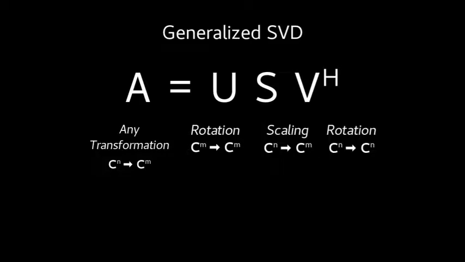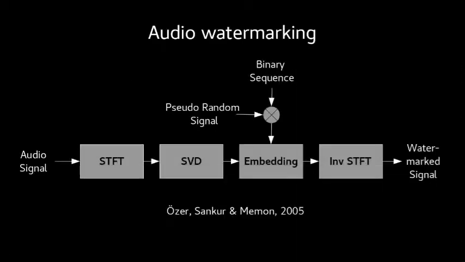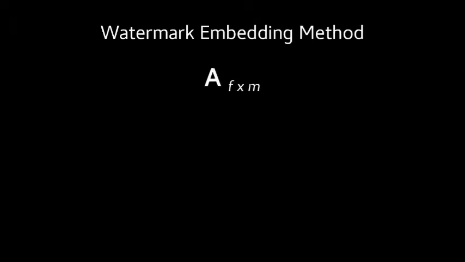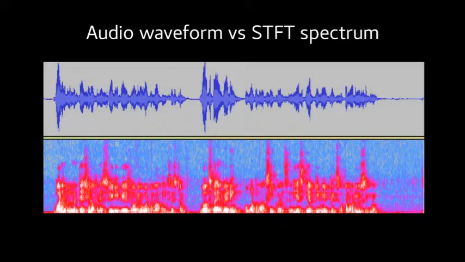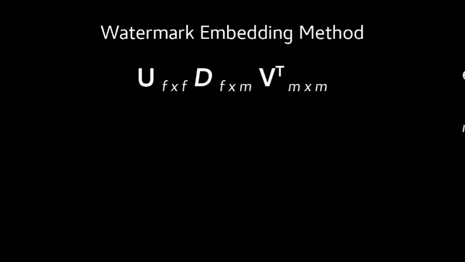One implementation of an SVD-based audio watermarking system works by embedding a watermark sequence in the STFT matrix of an audio signal. In short, the algorithm goes like this. Form the matrix A of F frames, each with M short-term Fourier transform coefficients. Decompose into U, D, V transpose.